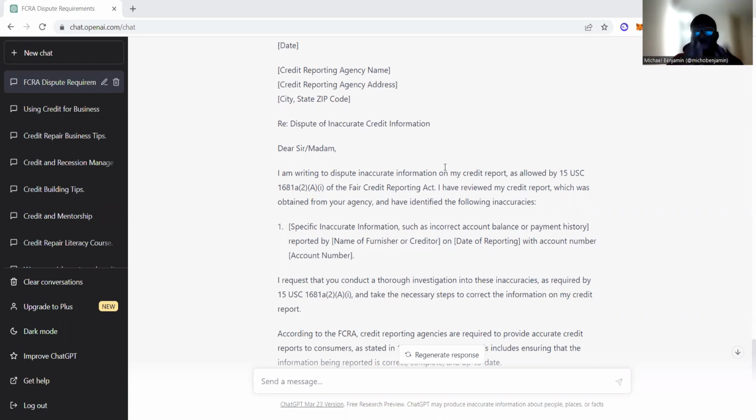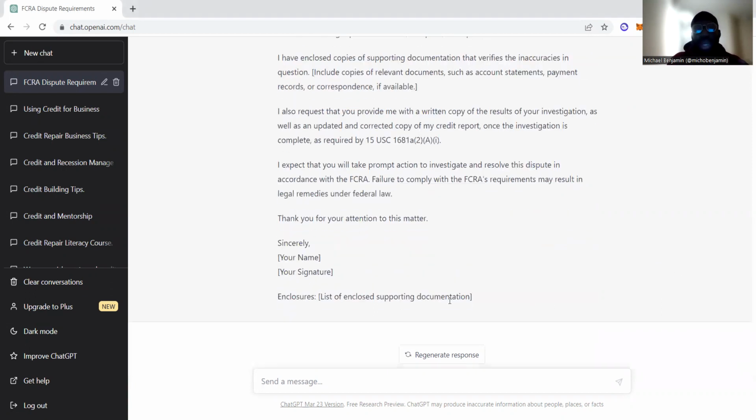So again, as y'all can see on the screen, we're going to be talking about Chat GPT. If you're looking at the screen, you see my USC codes, 15 USC 1681 A2 AI. So I just wanted to play around with Chat GPT. I've been putting some different laws for y'all to basically use when it comes to creating your dispute letter. And if you didn't see my previous videos on ChatGPT, I basically dropped a video where you can essentially create your own dispute letters, right? So I want to walk through that.